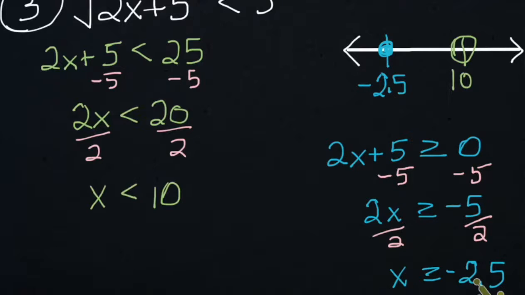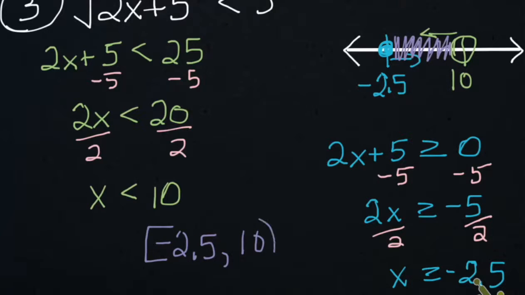Now let's figure out which way to shade. From the 10, we shade to the left, and from the negative 2.5, we're shading to the right. So all my shading happens where the arrows overlap, which is in the middle. So my solution would be a square bracket, negative 2.5, comma, 10 with a parenthesis.